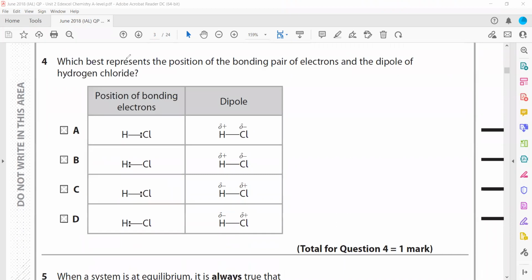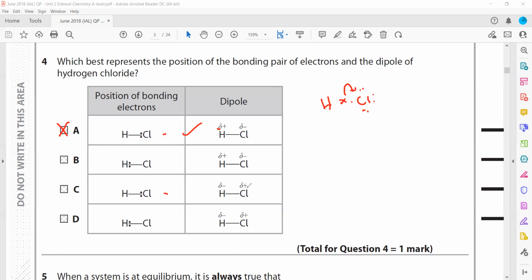In question 4: which best represents the position of the bonding pair of electrons and the dipole of hydrogen chloride? Because chlorine is more electronegative, chlorine will have a greater tendency to attract electrons. So the electron pair shared between chlorine and hydrogen is shifted more towards chlorine. In which diagram are they shifted more towards chlorine, A or C? Then chlorine will be partial negative and hydrogen will be partial positive. So that's why A is the right answer.